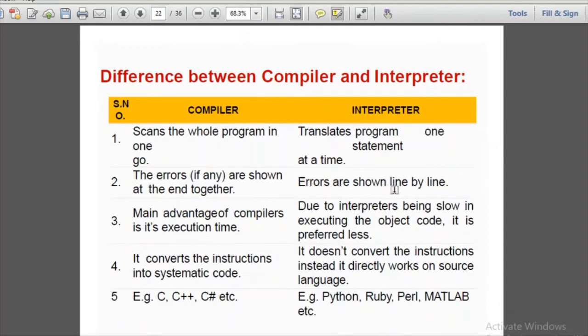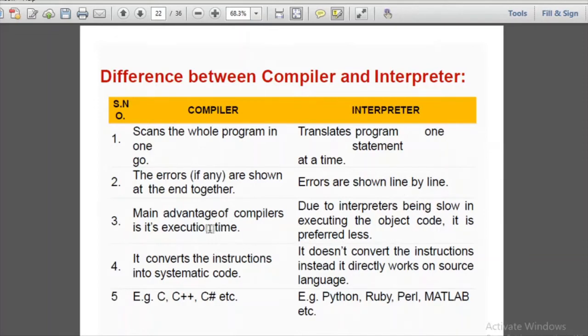Whereas the interpreter shows the error line by line. इंटरप्रेटर क्या करेगा, अगर मेरा 100 लाइन का कोड है और मेरी सेकंड लाइन में ही कोई एरर है तो वो वहीं पे बता देगा कि your second line has some error, और वो उसके आगे की 98 लाइन्स को इंटरप्रेट नहीं करेगा, वो वहीं पर छोड़ देगा कि पहले इस एरर को ठीक करो, फिर मैं आगे के कोड को इंटरप्रेट करूंगा.